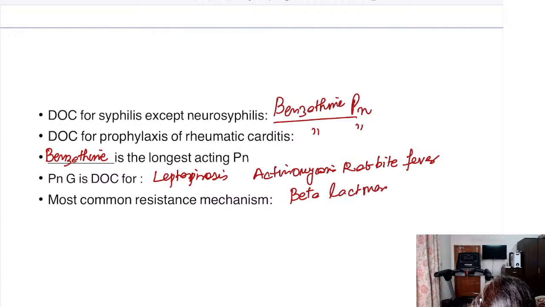The most common resistance mechanism is beta lactamase resistance. So beta lactamase resistance is the most common mechanism seen with penicillin, okay. These are some important points. Benzathine penicillin is important for prophylaxis. Penicillinase enzyme, beta lactamase, is more common. You can use the other ones also. If asked for the most common, this is your beta lactamase.